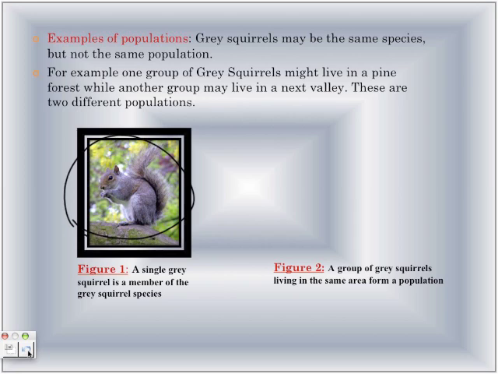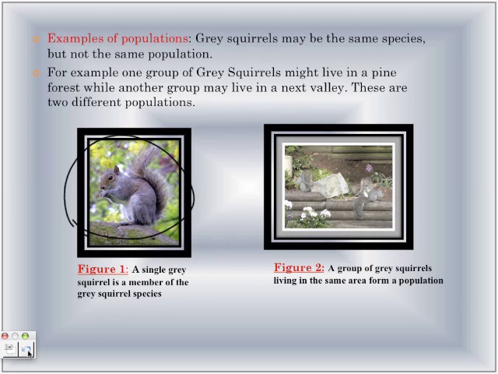A gray squirrel is a member of the gray squirrel species. This would be an example of a population: a group of gray squirrels living in the same area. Okay, so here, figure 1, it's a single gray squirrel, and it's a member of the gray squirrel species. And here, it's a group of gray squirrels living in the same area, forming a population.